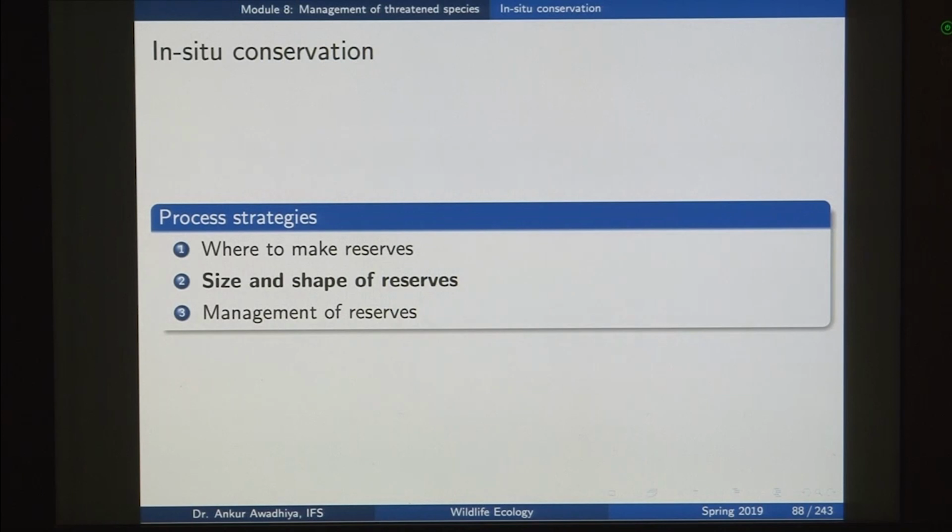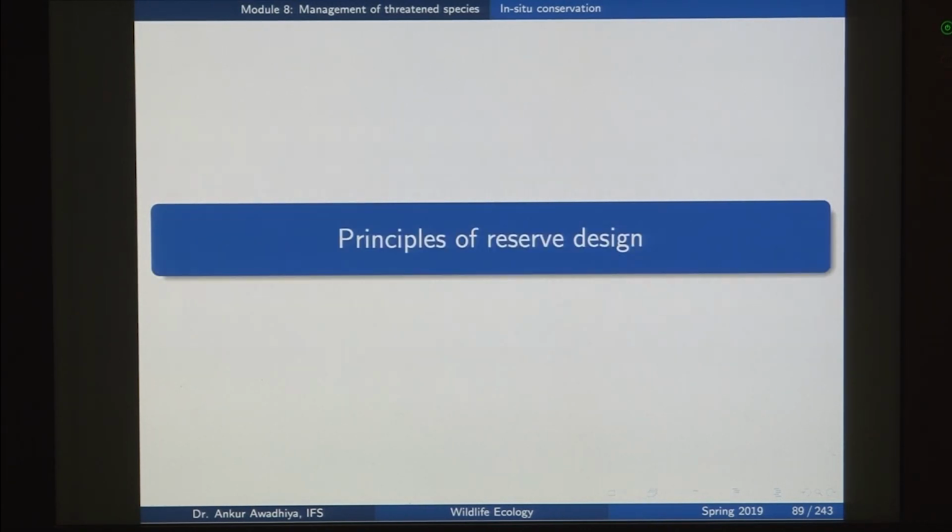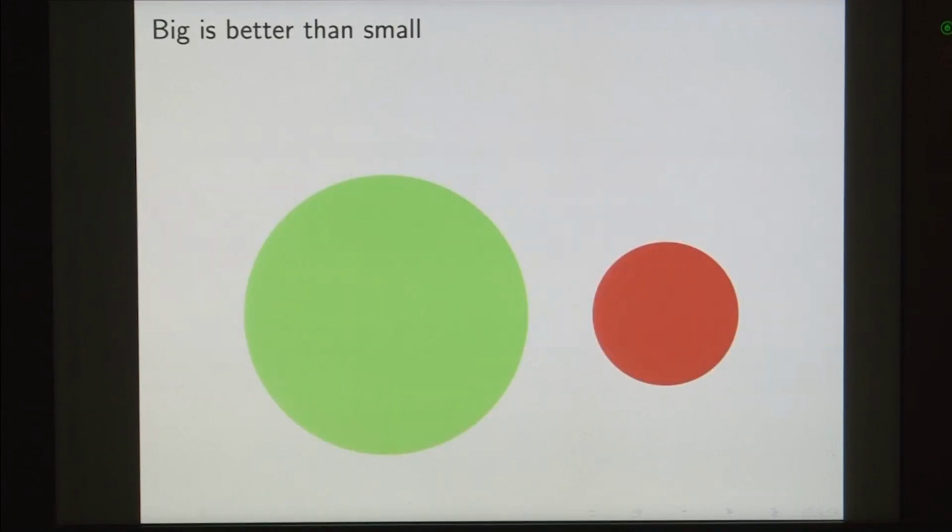Now, once we have decided what are the areas where we should have the reserves, the next question is what should be the shape and size of those reserves? Are there any ecological principles that should guide the shape and size of those reserves? So, now we will look at the principles of reserve design. The first principle is that big is better than small.